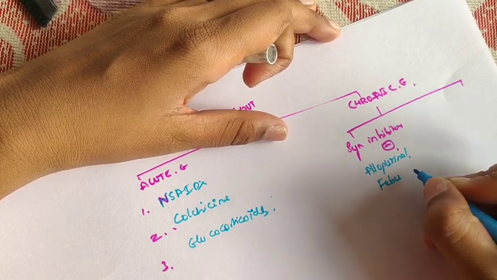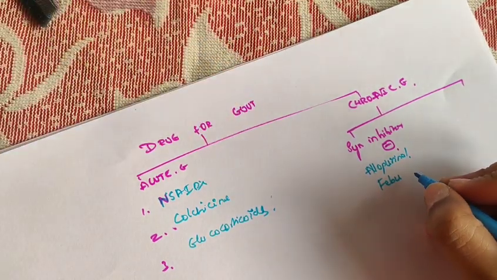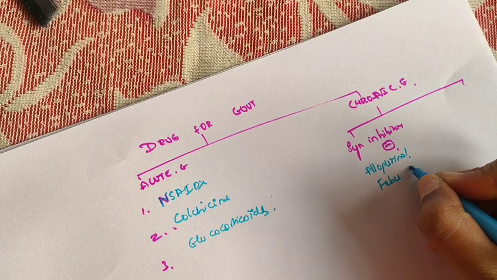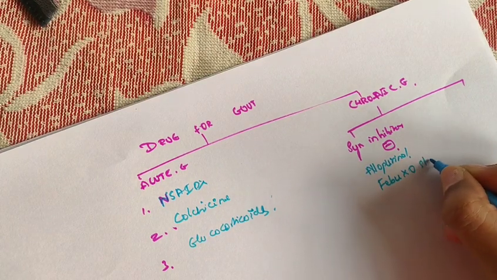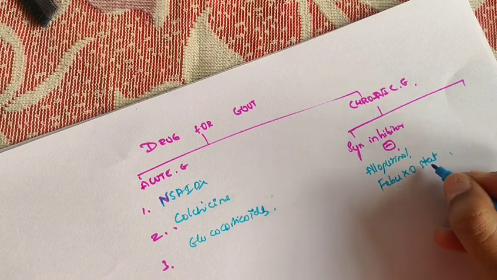ox, like a cow, or like an ox, it will be similar to cow. Ox you write as ox, ox. So stat, this is the other drug, febuxostat.